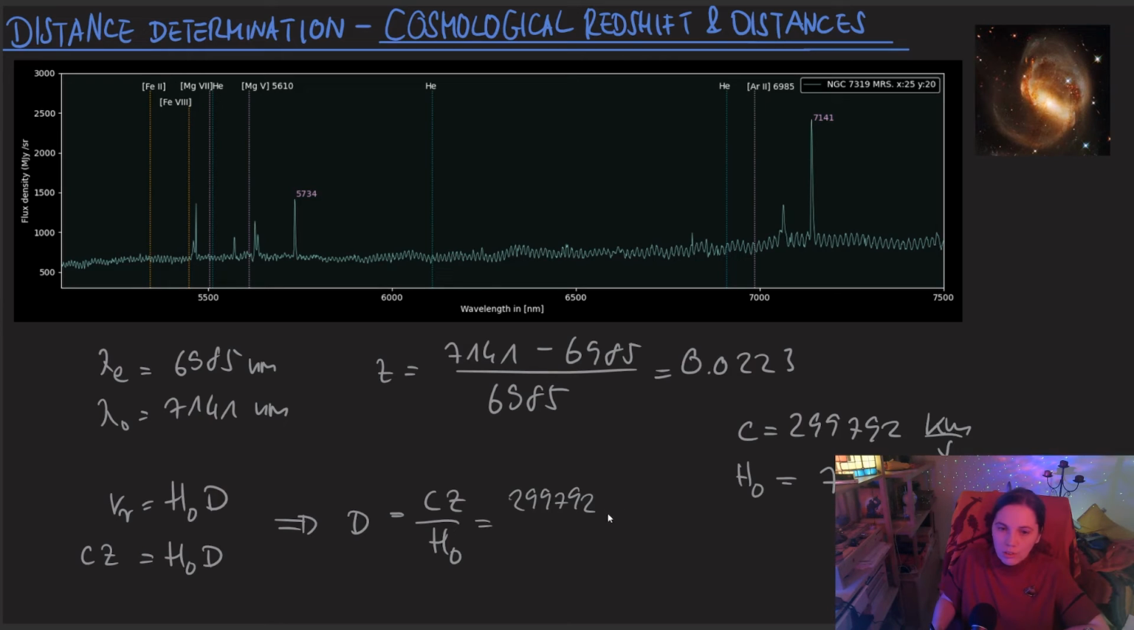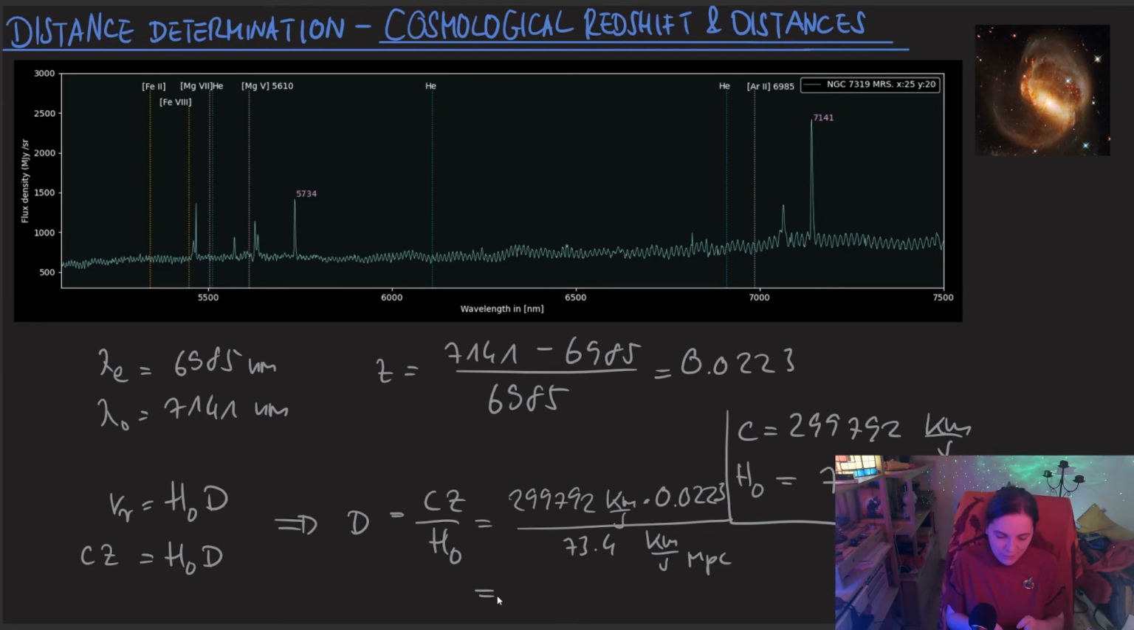2999792 kilometers per second times the z value. The z value is 0.0223, and we're dividing this by the Hubble constant, 73.4 kilometers per second per megaparsec. So we're going to get this in megaparsecs. So calculate this.